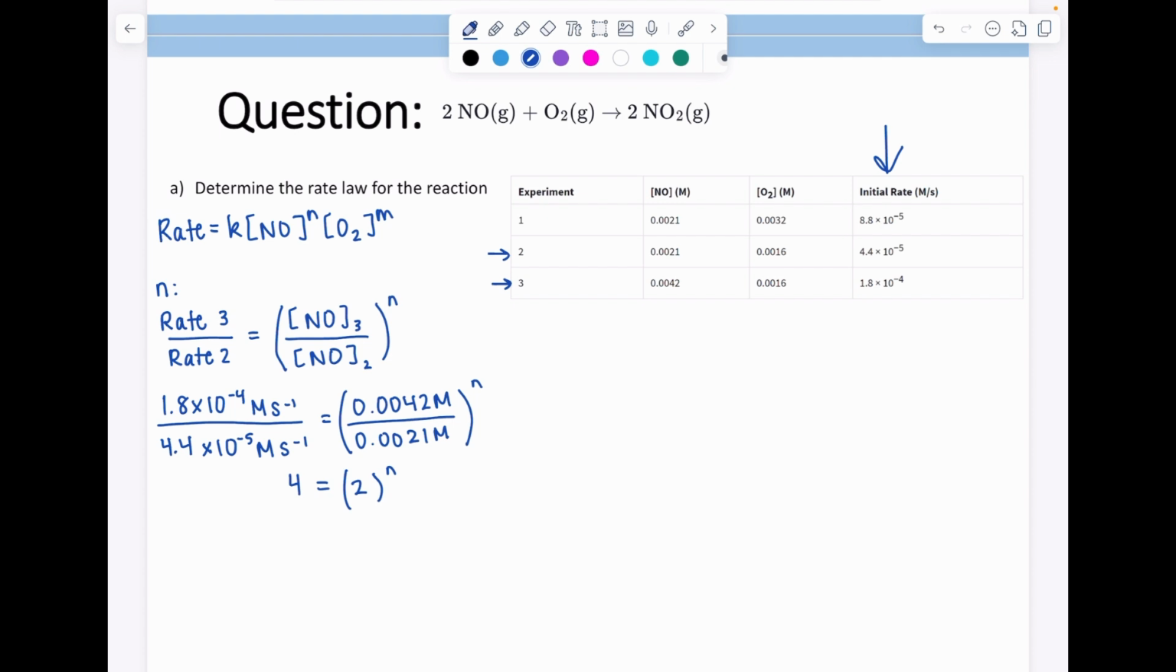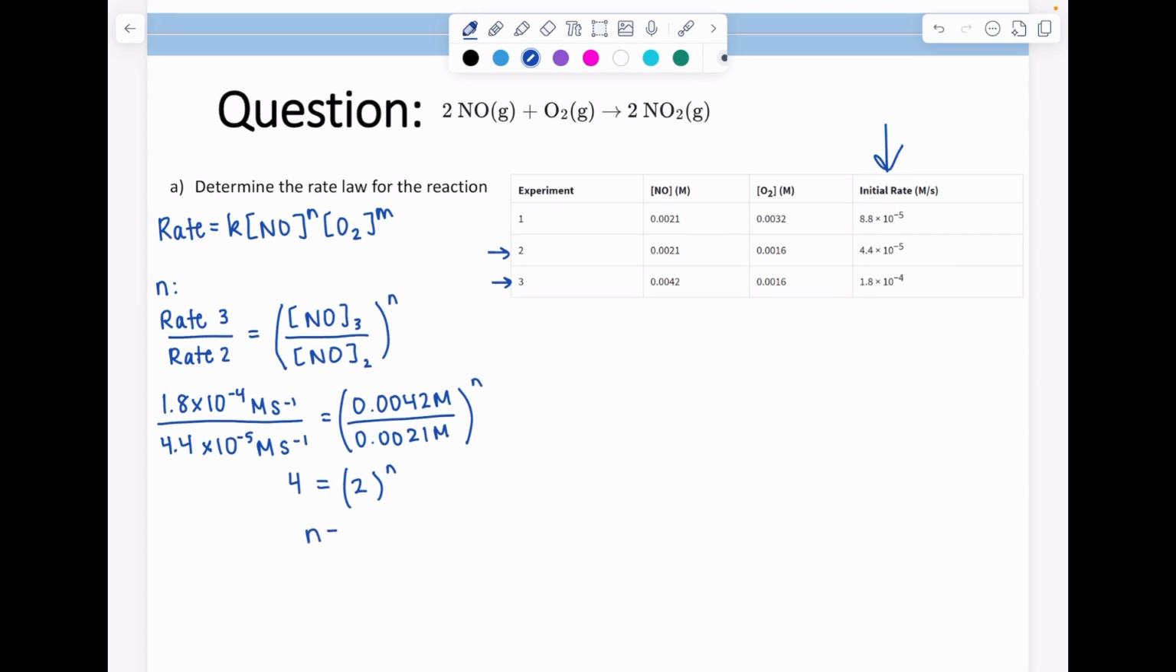For the value of 2 raised to some exponent, the exponent that is needed to make that equal to 4 is 2. So n equals 2 here. 2 to the power of 2 is equal to 4. So in this case, when the concentration of NO doubles, the rate quadruples. That's what these two values tell us. When the concentration doubles, the rate quadruples, so n must equal 2.